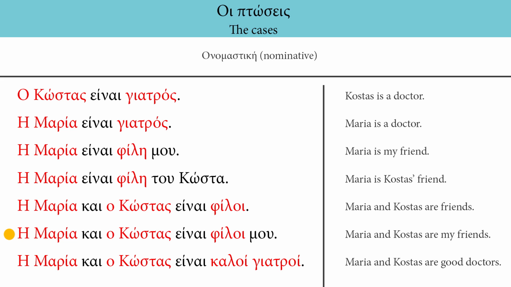Let's make it a bit more complex here. Η Μαρία και ο Κώστας είναι φίλοι μου. The only difference from the previous sentence is the possessive pronoun μου, which, as I said before, means my. And finally, η Μαρία και ο Κώστας είναι καλοί γιατροί. Maria and Kostas are good doctors. Two subjects connected by και, and the predicate is a noun and an adjective. All in the nominative case, of course.